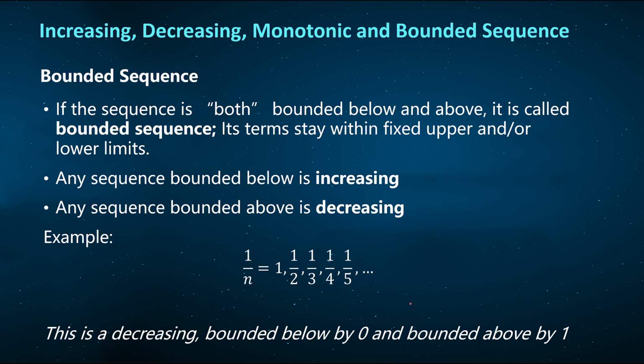Next, bounded above by 1. It means that the maximum value of this sequence is 1, and as you can see, it is true because in our first term the value is 1, and it is impossible to have a value that is more than 1, based on our general formula.